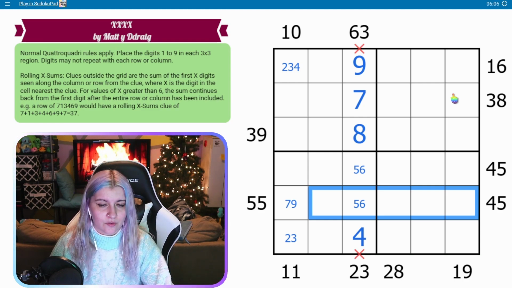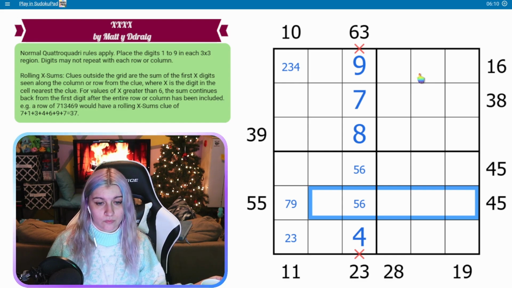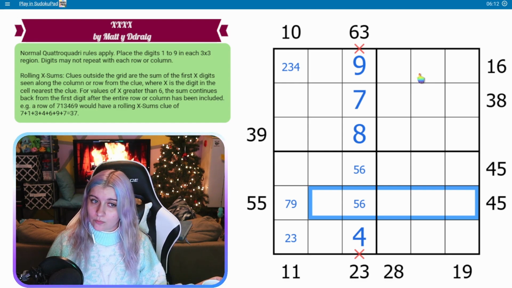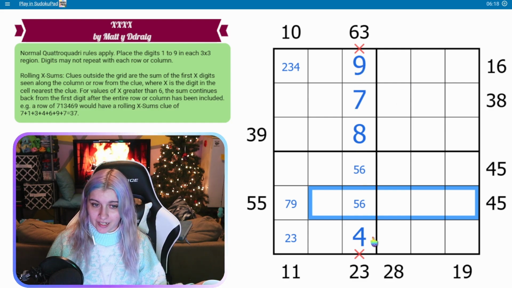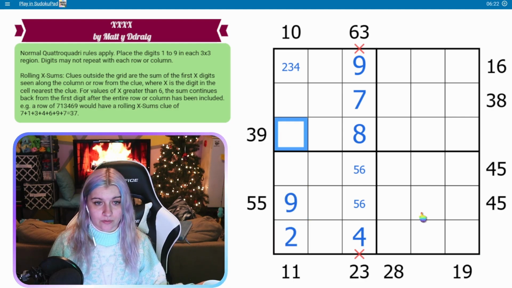5 cells to get 41. No. Because 6 cells, the most that 6 cells is 39. So this can't be a 7, it's gonna have to be a 9. So this is gonna be a 2. So this is not a 2.